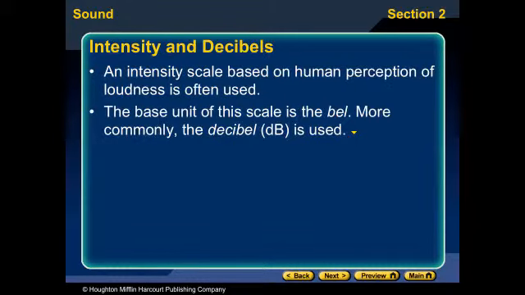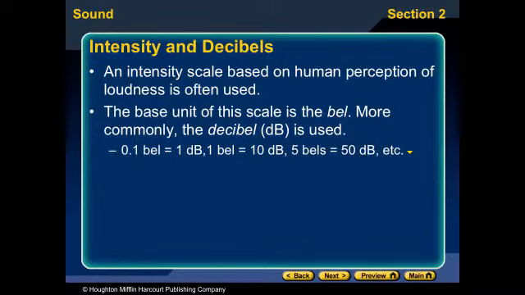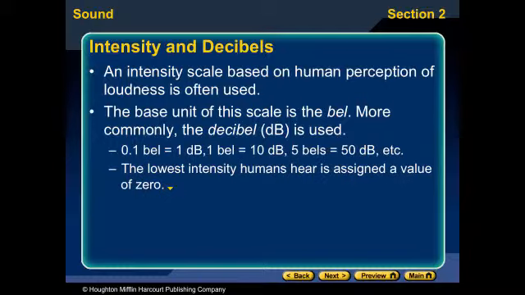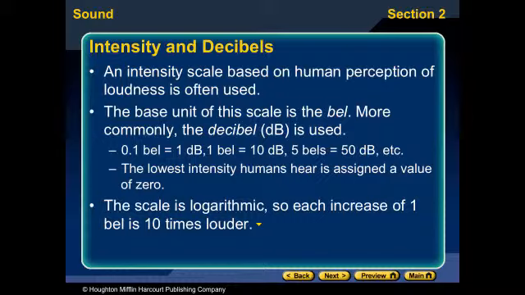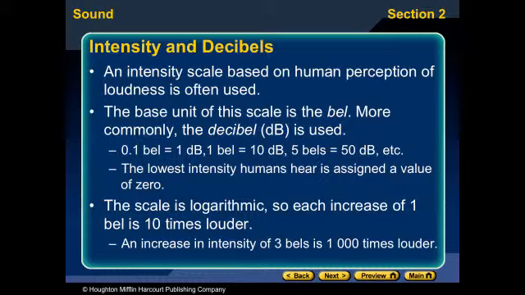The intensity scale is based on human perception of loudness. The base unit of the scale is the bell. So more commonly we use decibel. The deci part is that metric prefix, deci. So dB is used. So 0.1 bell is equal to 1 decibel, and so on. The lowest intensity humans can hear is assigned a value of 0. And we're looking at loudness, so the same pitch, because we're not changing pitches, we're just looking at loudness. The scale is logarithmic, so each increase of 1 bell is 10 times louder. So an increased intensity of 3 bells is 1,000 times louder, and so forth.